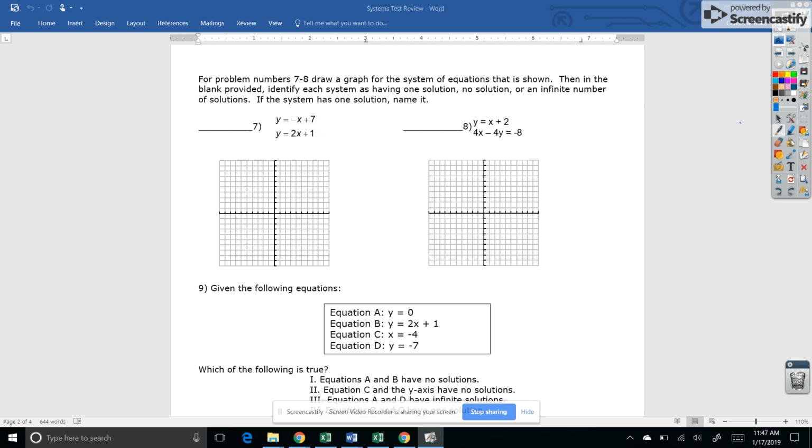Okay, this is video 2 for the Systems of Equations test review. It says for problems 7 and 8, draw a graph. Then in the blank provided, identify if each system has one solution, no solution, or an infinite number of solutions.